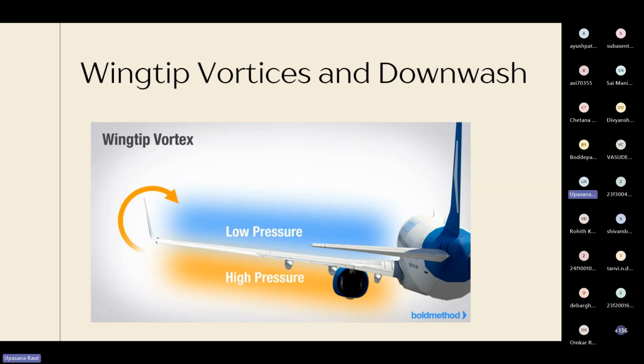If the air is humid enough, we would be able to see these vortices. You might have seen the trails left behind by jet planes and all. Those are basically the wingtip vortices. Any questions?